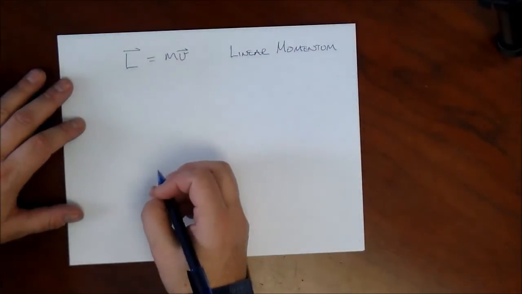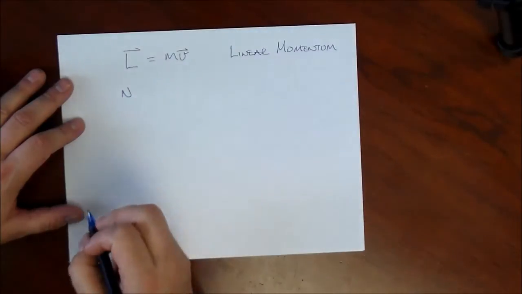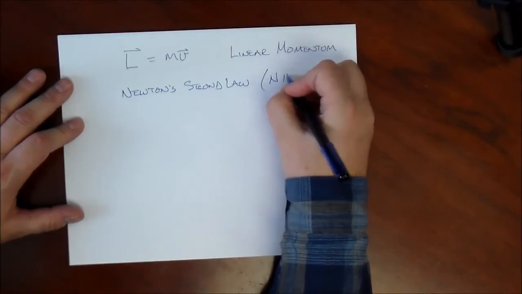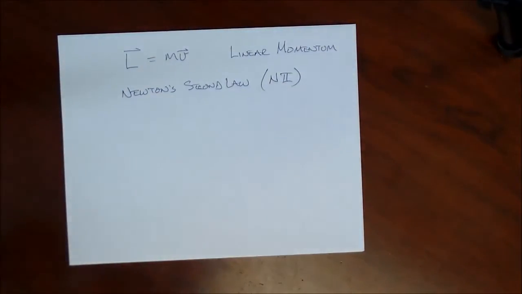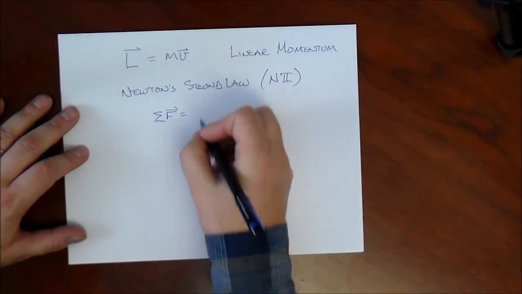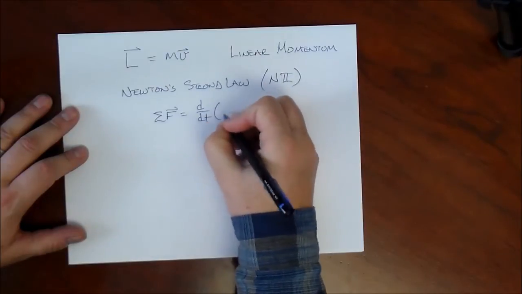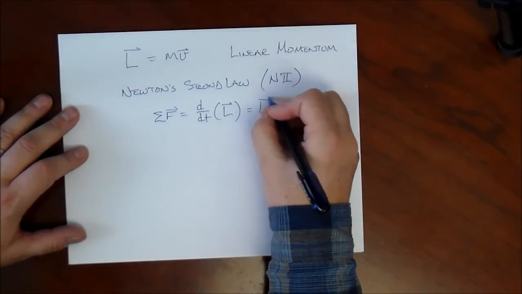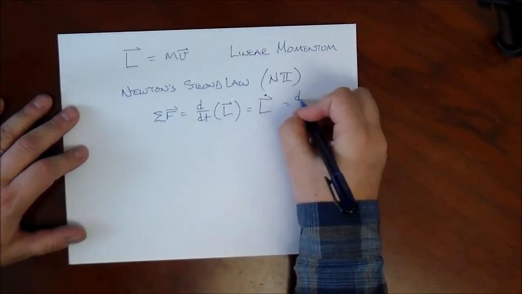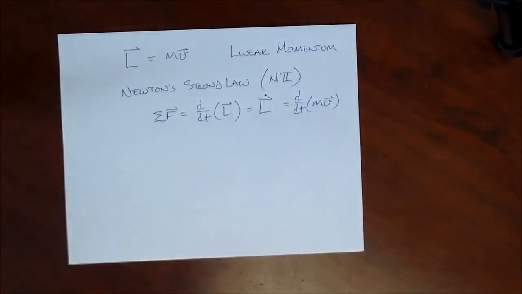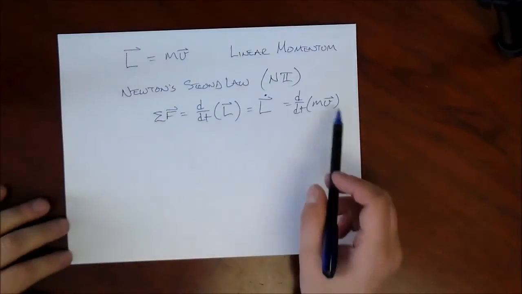You can write Newton's second law in terms of the momentum. I'll abbreviate Newton's second law as N2, like that. Newton's second law in terms of momentum says that the total force acting on a particle equals the time rate of change of linear momentum, which we can also write as L dot, which is equal to d/dt of mv. Now notice that the mass itself is inside the derivative there, so if the mass is changing with time, we have to account for that.